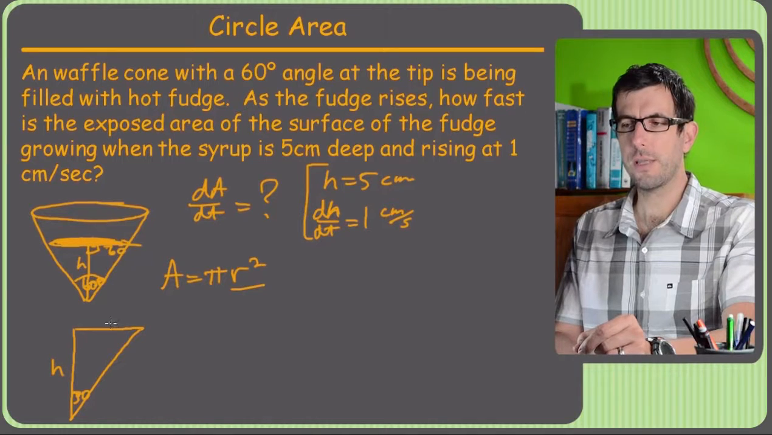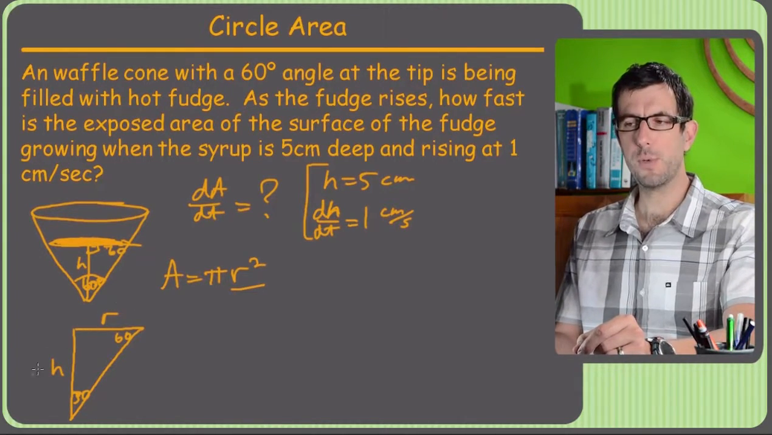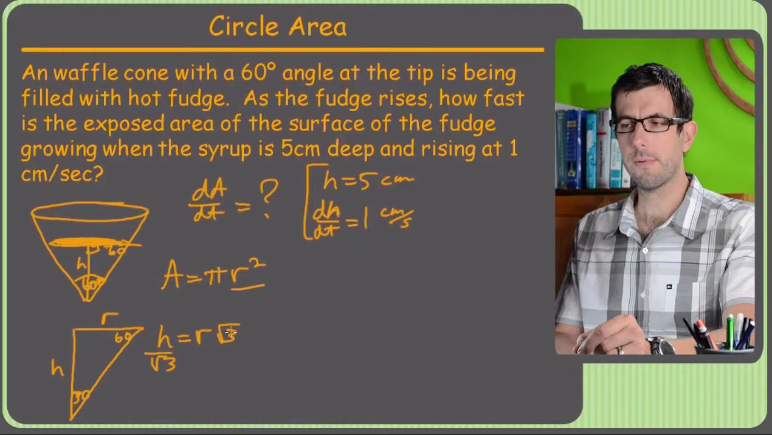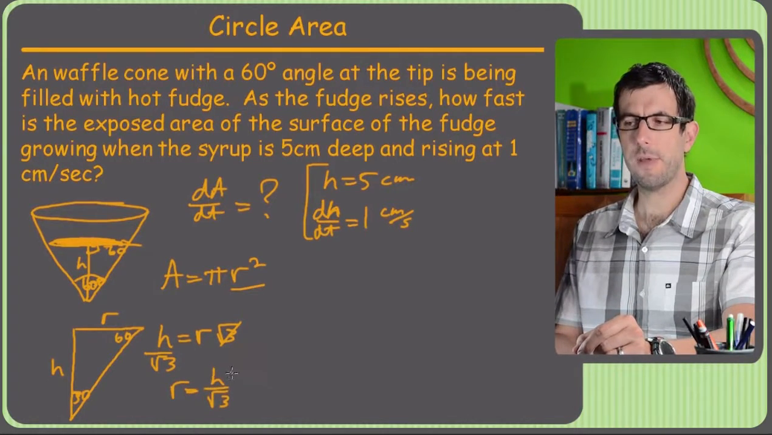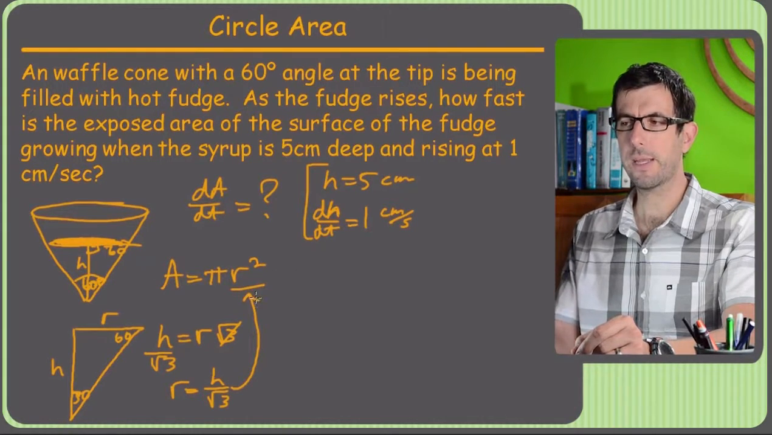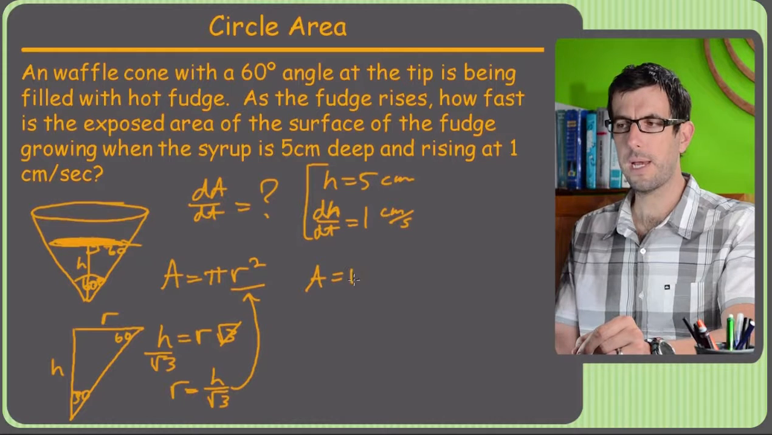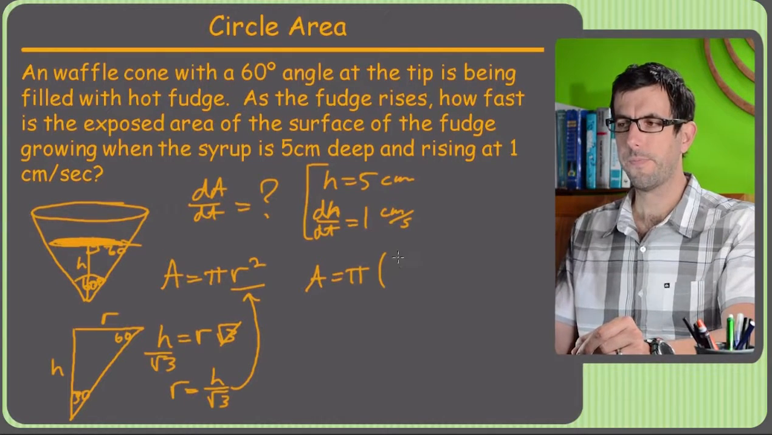If this is h and this is r, but I'm in a 30, 60, 90, doesn't that mean I know the ratio between r and h? h is just going to equal r times the square root of 3. So if I divide both sides by square root of 3, I get r equals h over root 3. And now all of a sudden, I've got something I can plug in for r in this formula right here. So I'll just plug it in right there. So I'll get A equals pi times h over root 3, squared.